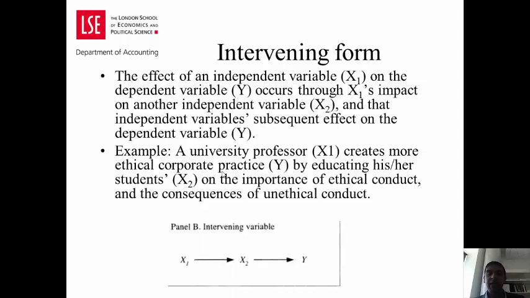Here, if professors teach ethics well, students increase their awareness and sense of importance of ethics, and that then eventually affects corporate society and our appreciation of ethical conduct. The professor doesn't go out to industry and do it him or herself. He or she only does it through students. That is the intervening form. X1 does not affect Y of its own. It only affects Y through X2. And that characterizes an intervening form.